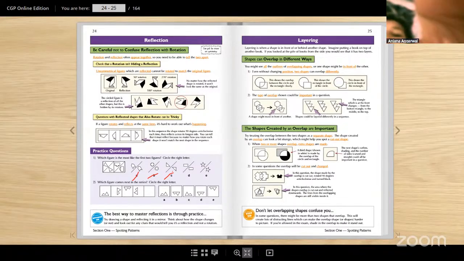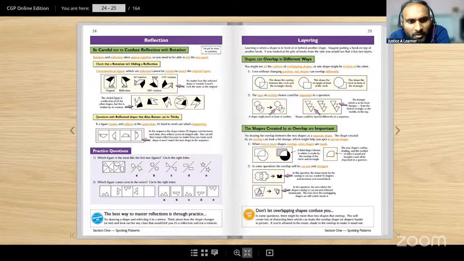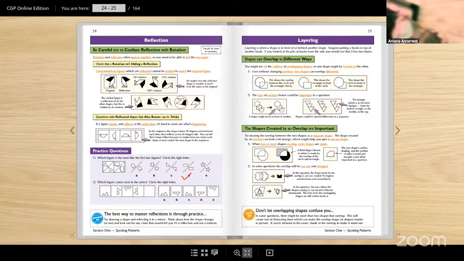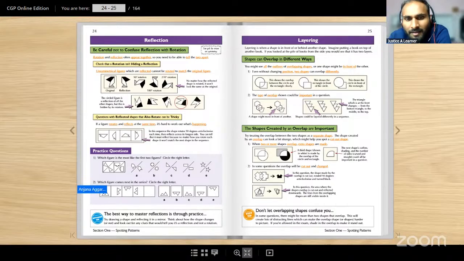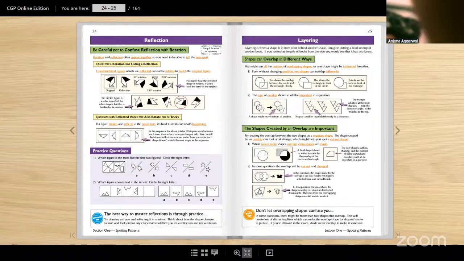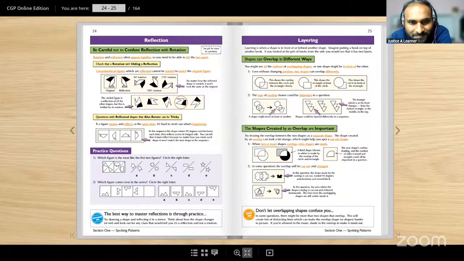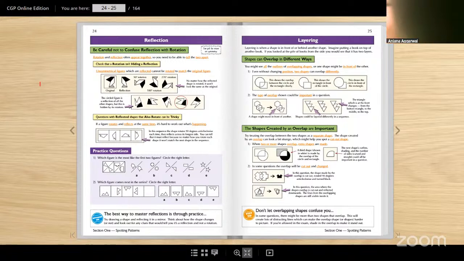I think D is the correct answer. What about E? Actually, E is correct as well. I'm just asking, what about E? Does it look different? One of them is correct, I don't know which one. Are you confused between D and E? Yes, I don't know which one because D and E both look correct and similar. Which is most like the first two figures? Circle the right letter.